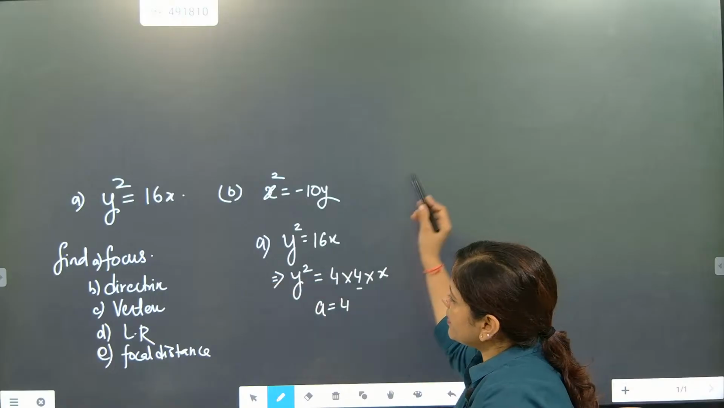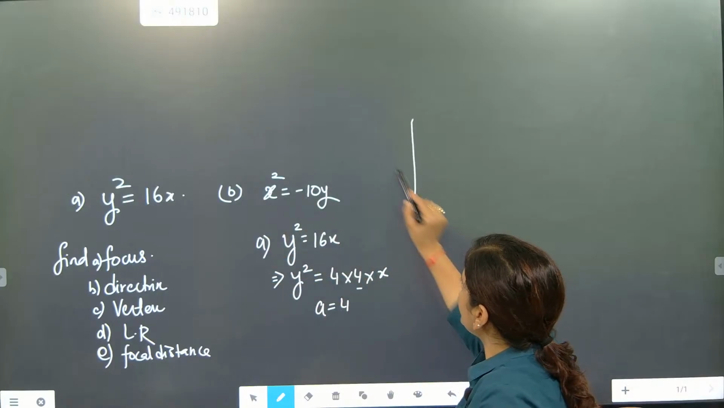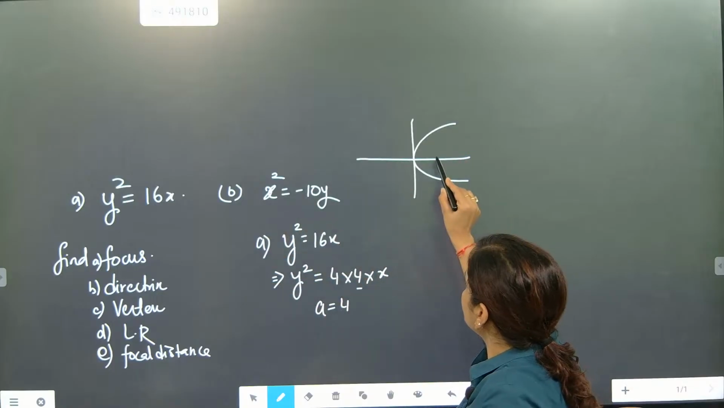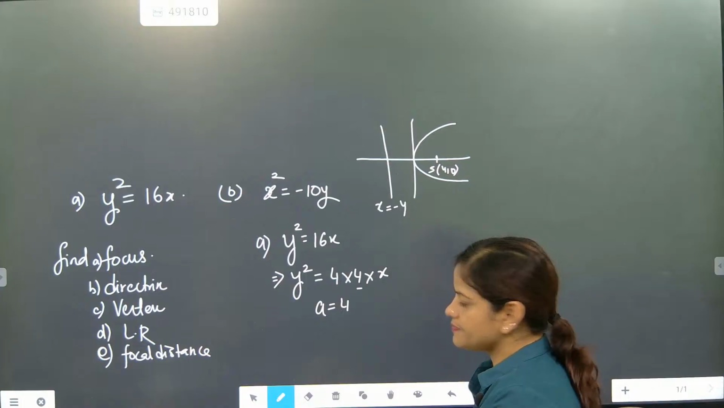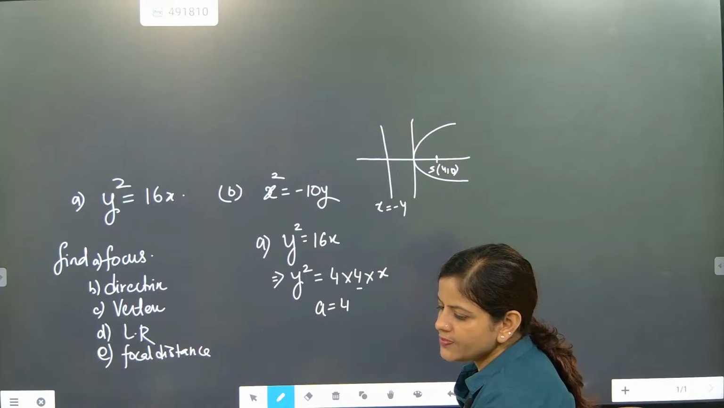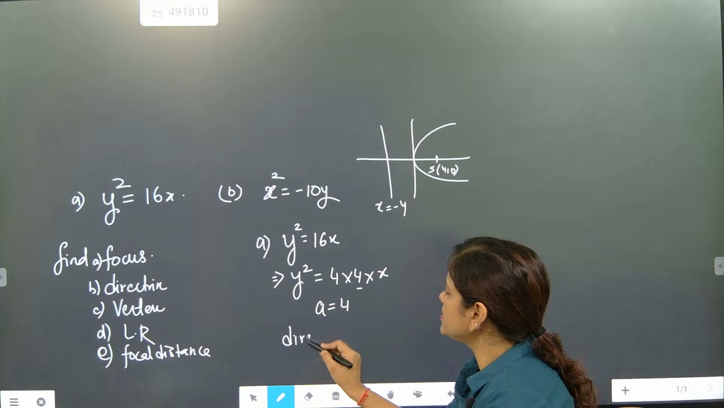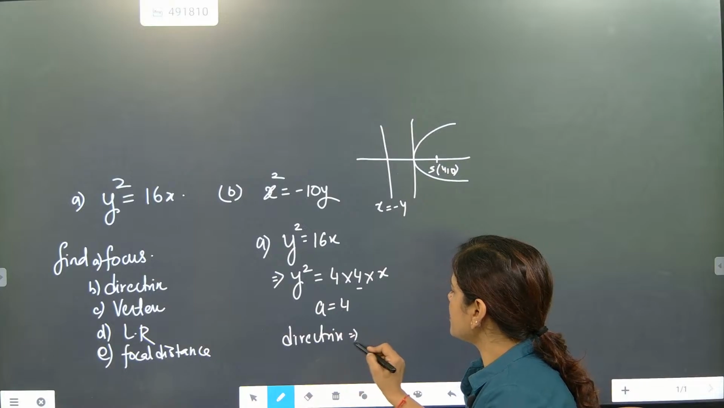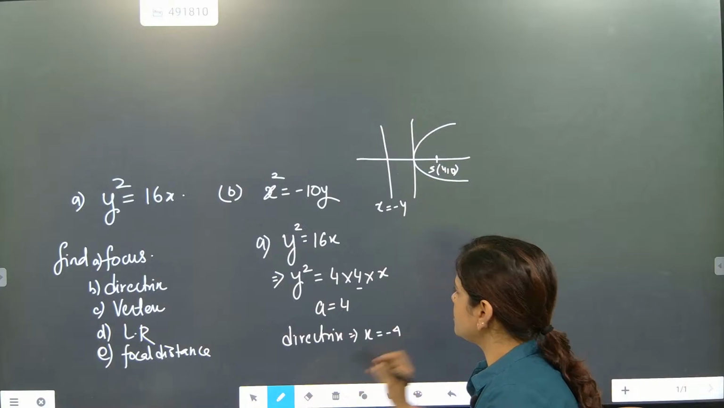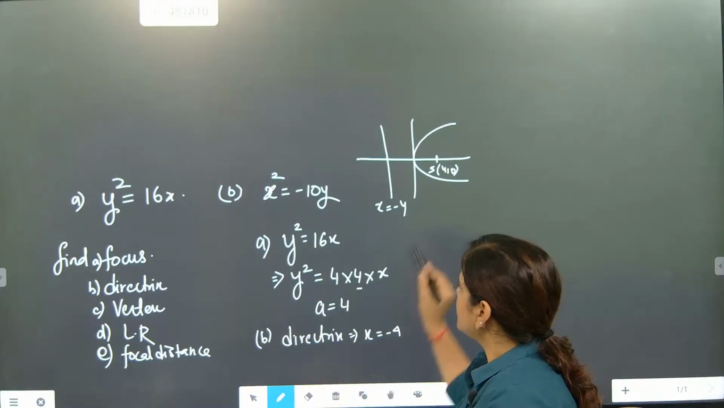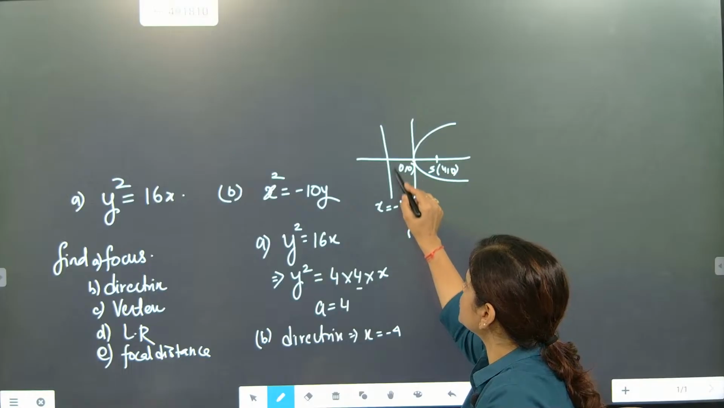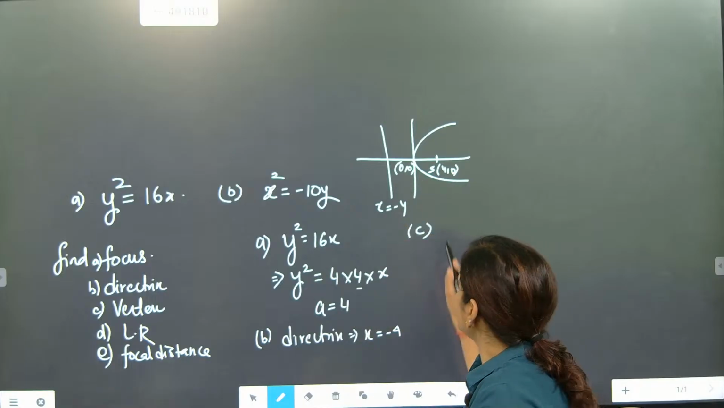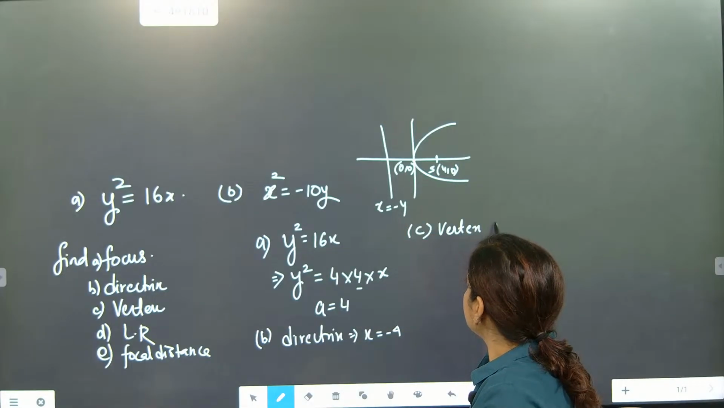Once A is 4, we will start answering the question one by one. The first part is the directrix. See, the parabola looks like this. Here the focus point is 4 comma 0, so the directrix equation will be x equal to minus 4. Once you draw it, it is absolutely correct. This is one part. Now what is the third part? The third part is the vertex. The vertex will always be at the origin, there is no shift of vertex. So here the vertex is 0 comma 0.